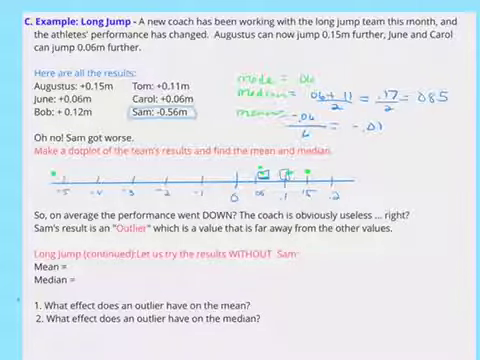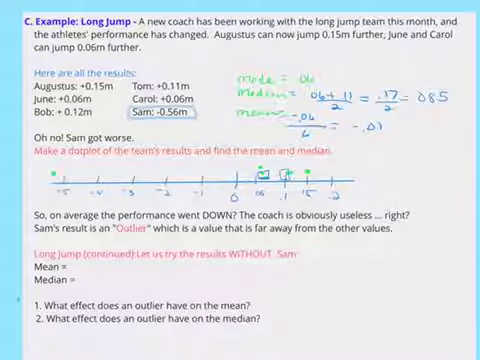Notice that my measures of center are really off. The mode is at a positive 0.06, which is somewhat close to this positive 0.085, but then my mean seems much different than the other two values. So it says, on average, the performance went down. The coach is obviously useless, right?